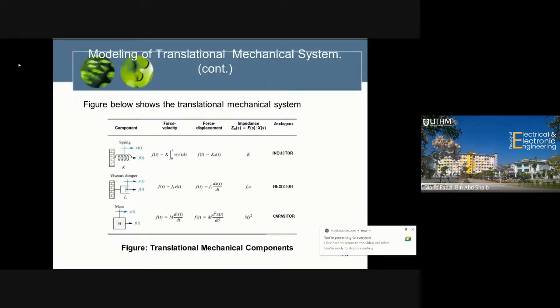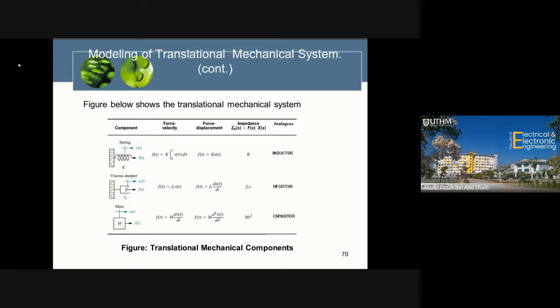There are three important components here: spring, damper, and mass, which is M. For the spring, the variable is K.